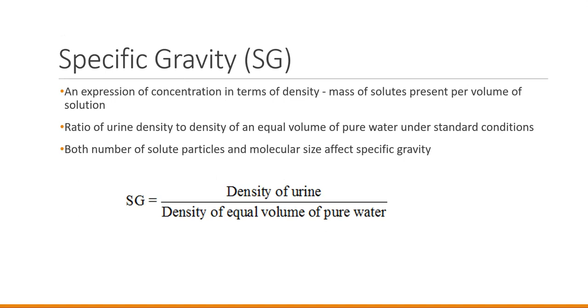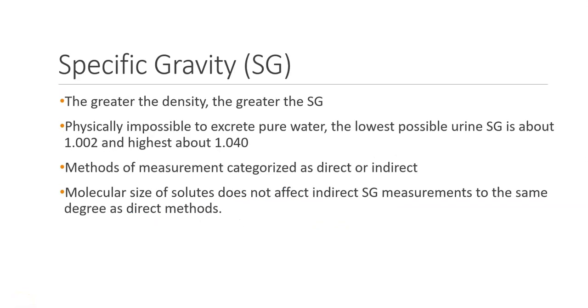Specific gravity is an expression of the concentration of urine in terms of density. This is the mass of solutes present per volume of solution. It is the ratio of urine density to the density of an equal volume of pure water under standard conditions. Both the number of solute particles and molecular size affect specific gravity. The greater the density of the urine, the greater the specific gravity.